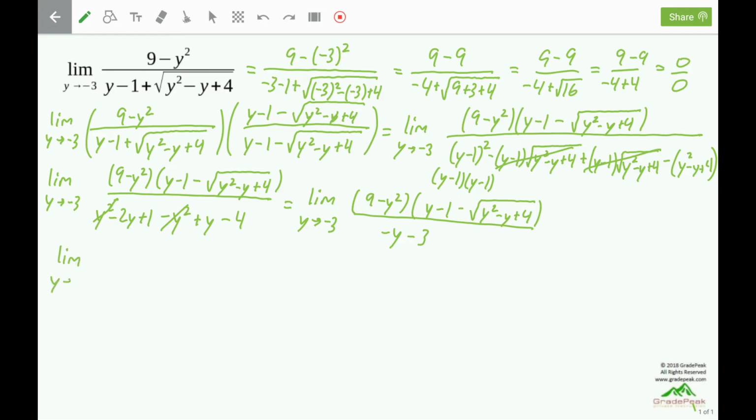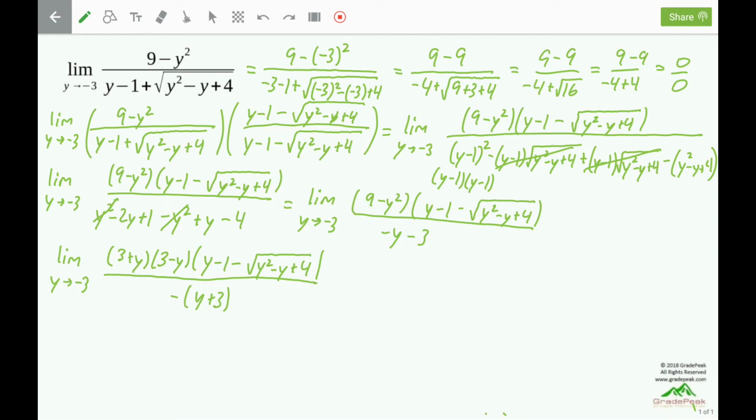In the numerator we have a difference of squares, so that will factor into a 3 plus y and a 3 minus y. And then we have the remaining y minus 1 minus the square root of y squared minus y plus 4. In the denominator we have a negative 1 can factor, and that will give us a y plus 3.